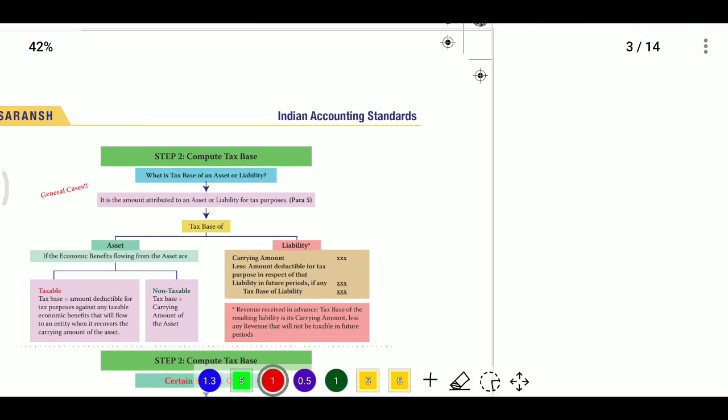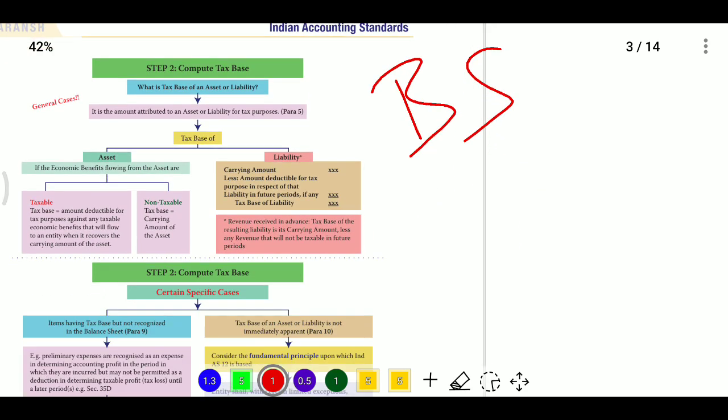Now whenever we calculate deferred tax, we are following the balance sheet approach. In the balance sheet approach we calculate this deferred tax. How can we calculate it? Firstly, it should be calculated on the temporary difference between the carrying amount and the tax base of the asset or liability.